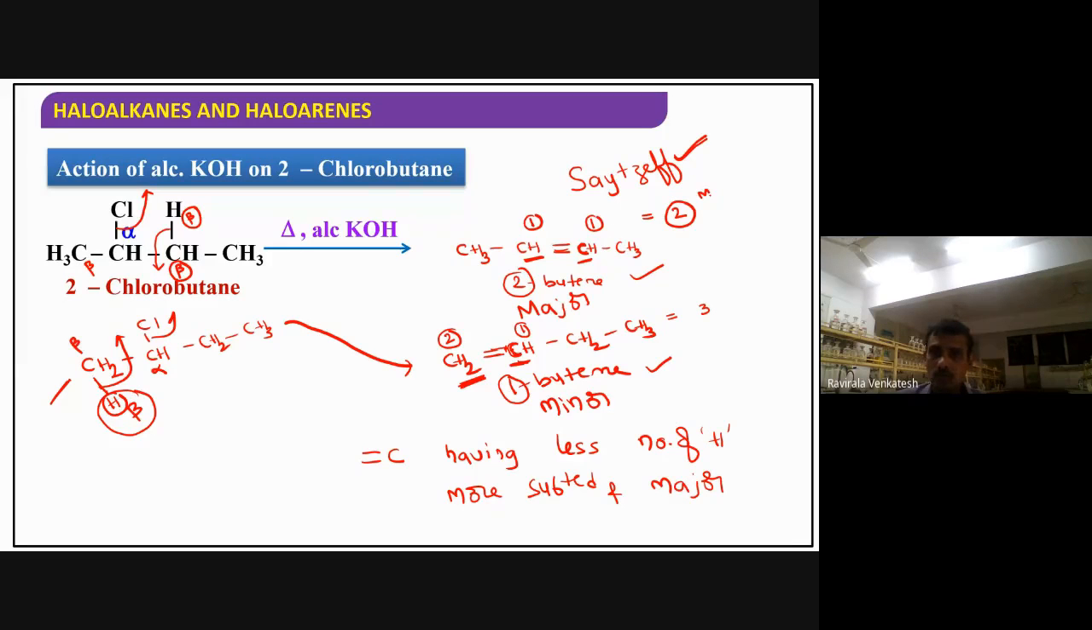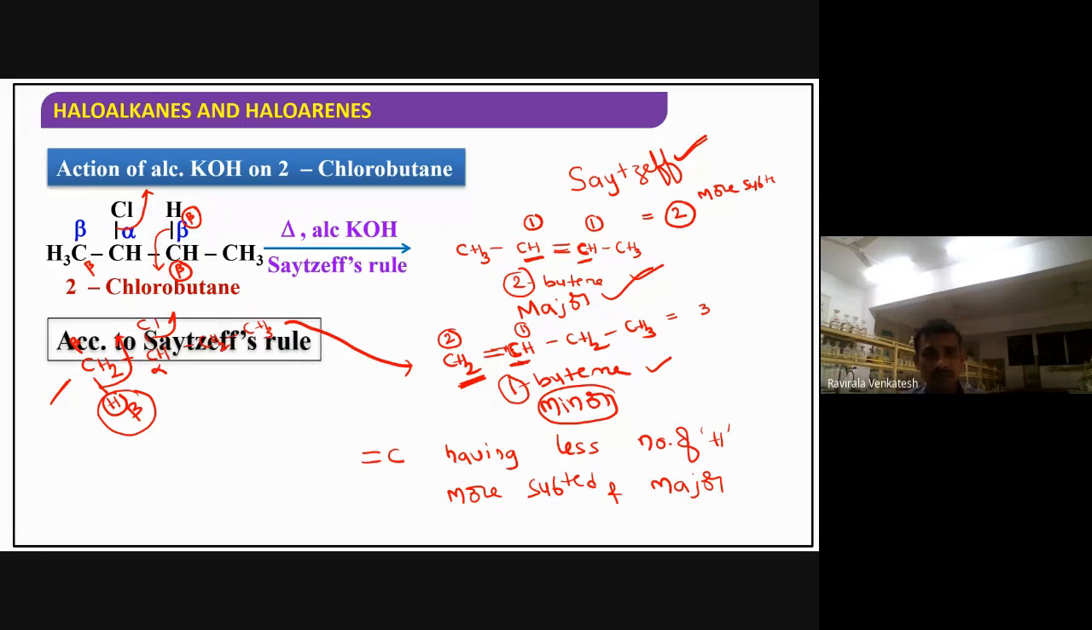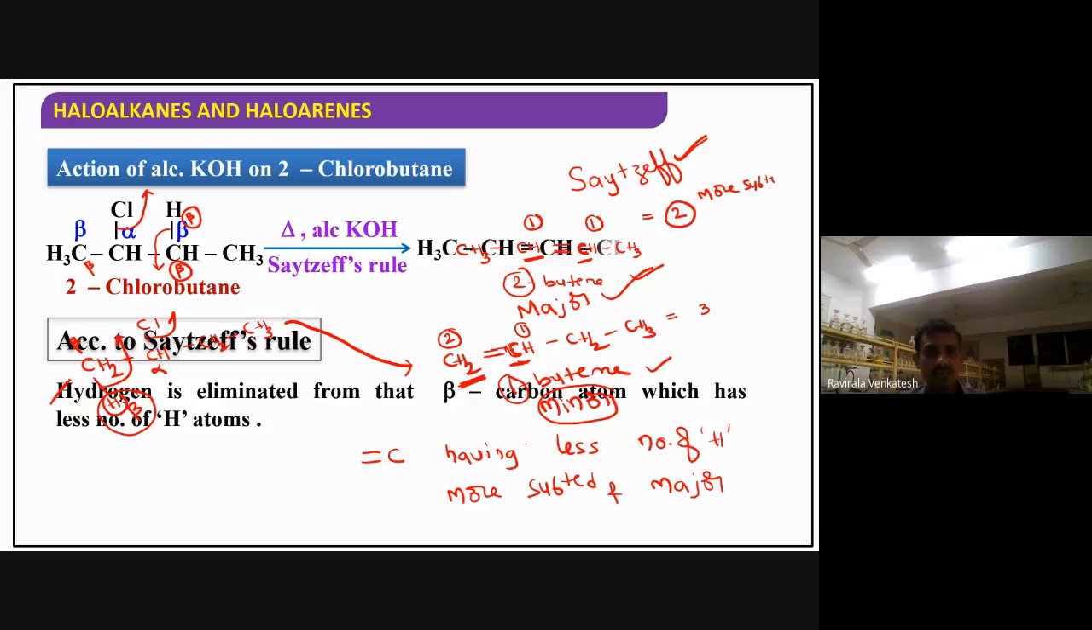Therefore, it is more substituted, and this will be the major product here, and this one will be the minor product. In this way, we can give the answer here, right? Major, minor product we can give by Saytzeff rule actually. According to this, hydrogen is eliminated from the beta carbon atom which has less number of hydrogens. Whichever is having less number of hydrogens, those double bond carbons are major.